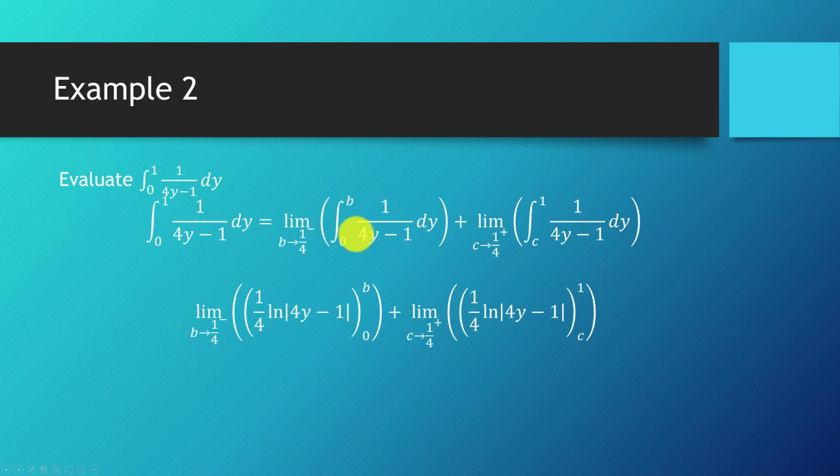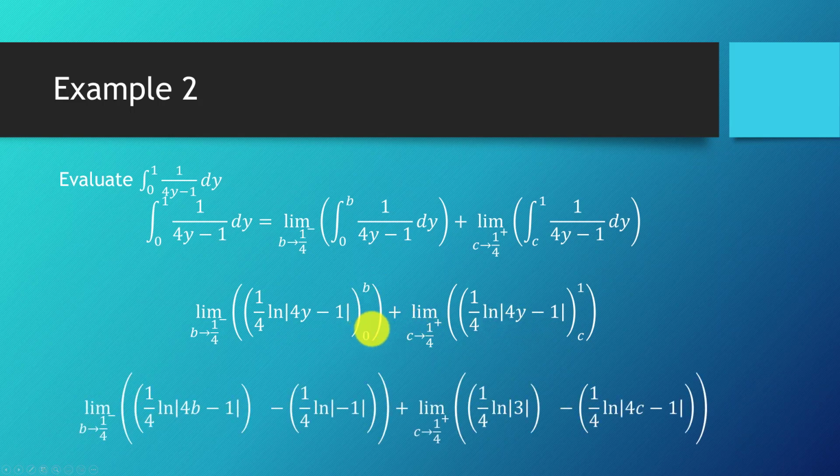Remember that if you do u substitution, you'll make u 4y minus 1, and then du is 4 dy, but there is no 4 here, and that's why we divide by the 4 on the outside. And you can always double check by taking the derivative of this and seeing that you get the 4's to cancel out from chain rule. But we'll get 1/4 natural log 4y minus 1 for both of these sections, but we need to plug in the bounds, 0 and b, c and 1.